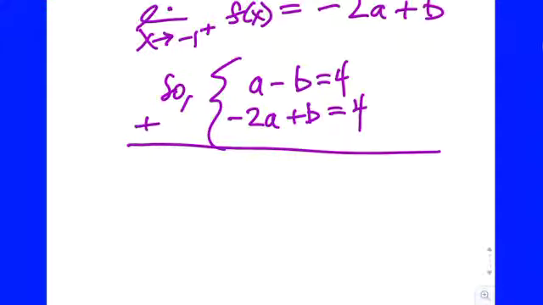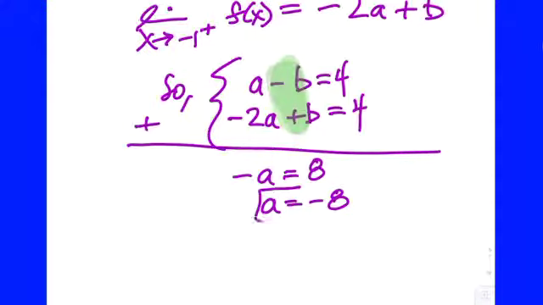I'm going to add them together, because remember, the idea in elimination is you get one of the variables to go away. And I already noticed that the coefficients of the b's are opposites. See that? So it's ready to go. If you just add vertically then, a minus 2a is negative a. Negative b plus b is 0, so it goes away. 4 plus 4 is 8. So if negative a is positive 8, a is negative 8. And so there's one of the values.